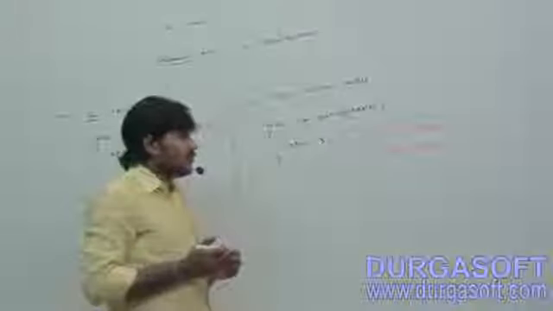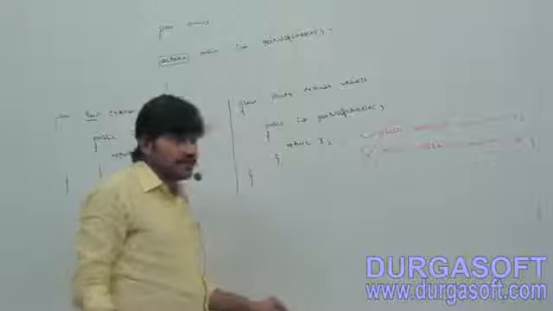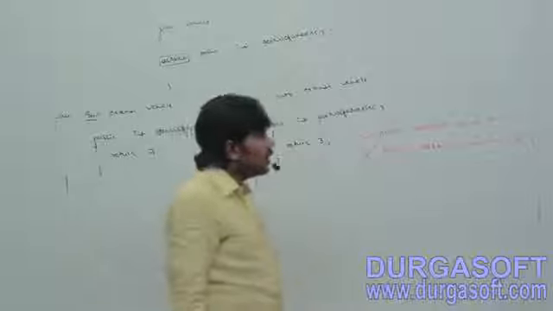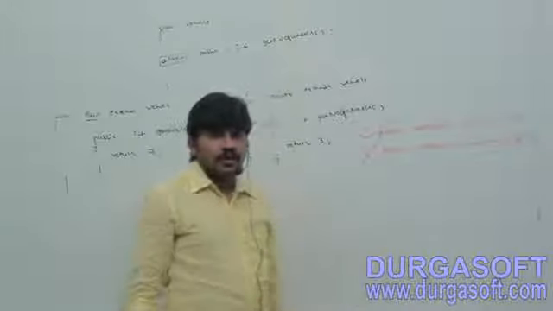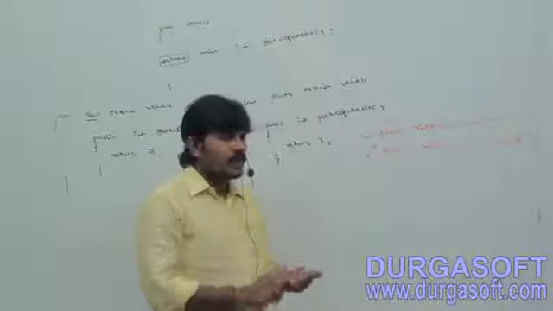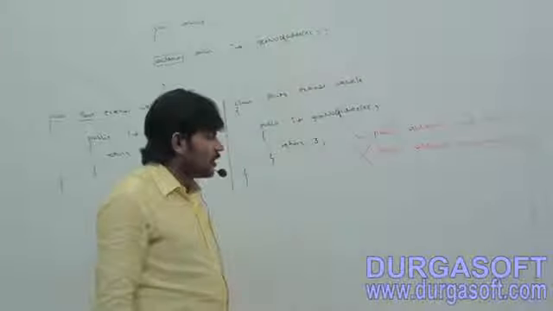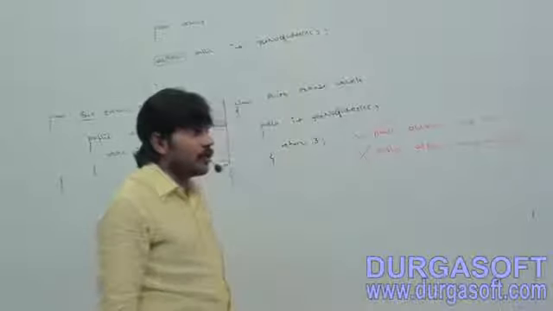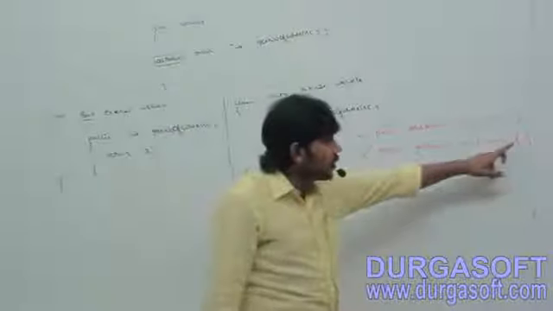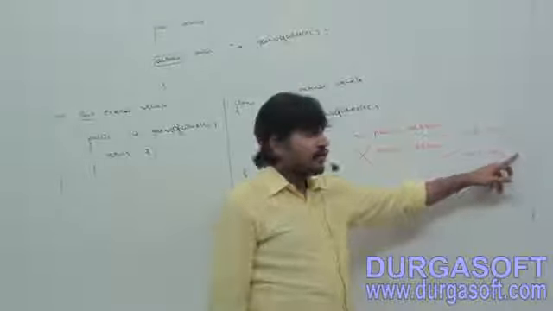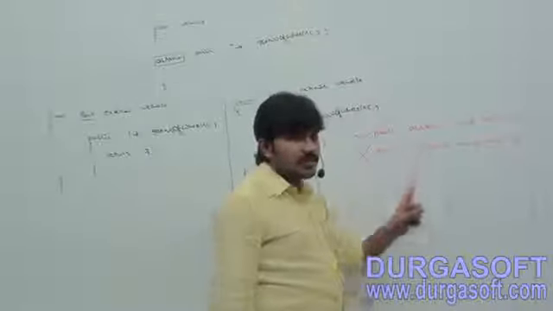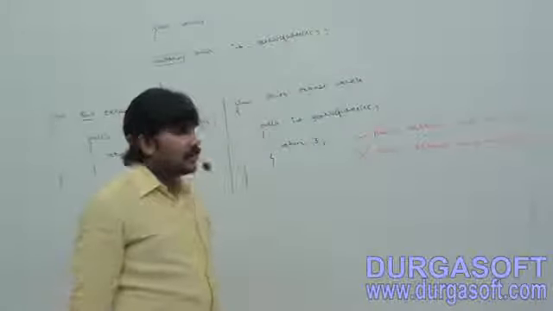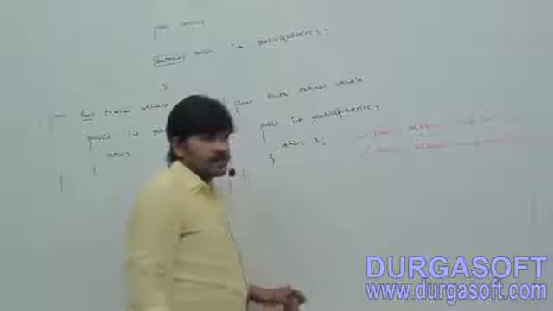Take these two lines as an example: public abstract void m1 with a semicolon. Is it valid or invalid? Valid. But the second one, with curly braces open and close, means you are providing implementation. If you are providing implementation, then why do you declare this method as abstract? An abstract method should have only declaration but not implementation. Are you able to get it?